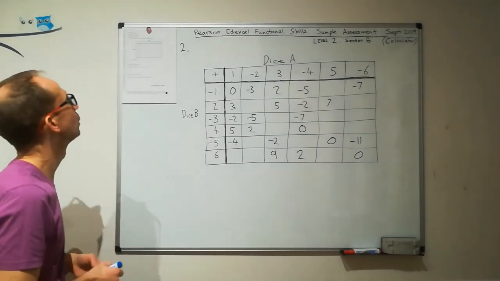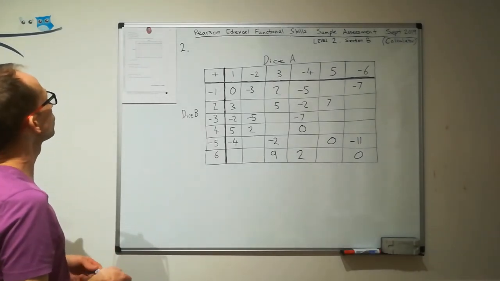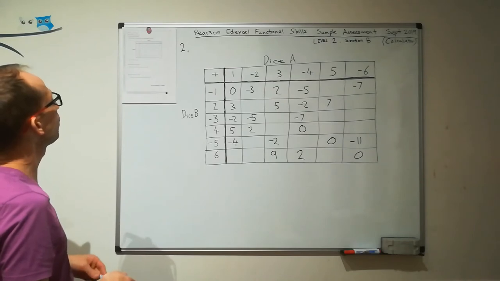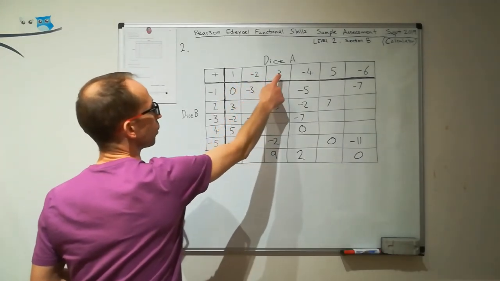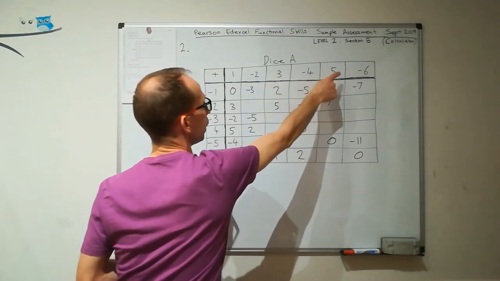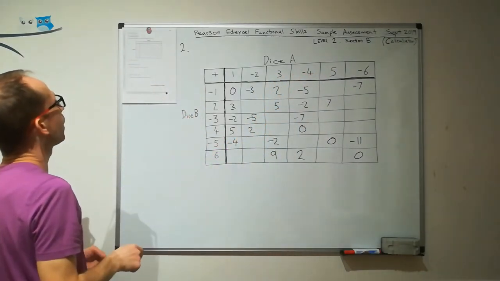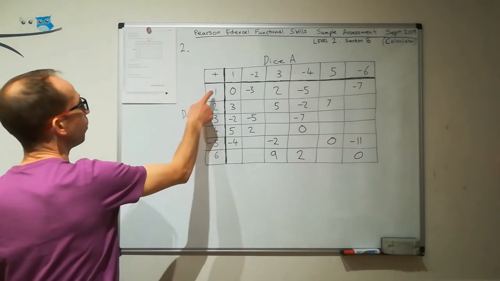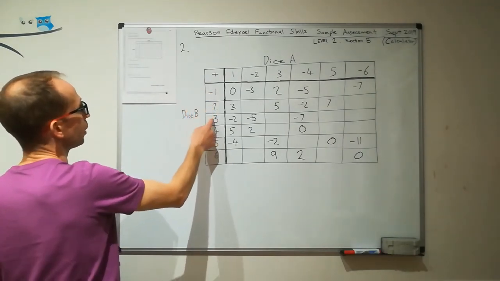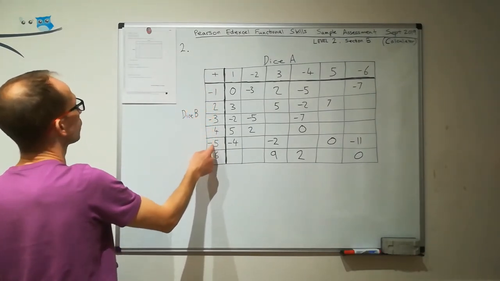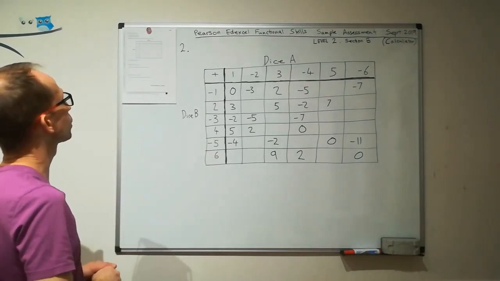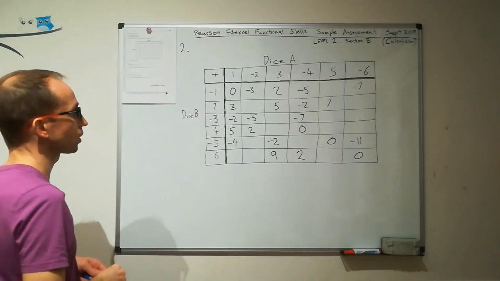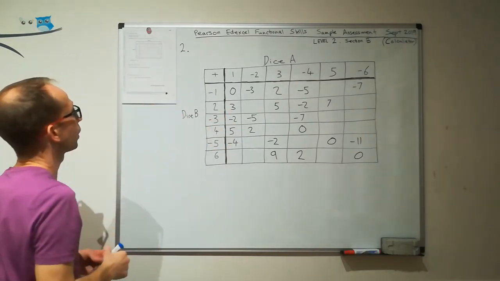And question 2. Dan throws 2 fair dice. The numbers on dice A are 1, minus 2, 3, minus 4, 5, and minus 6. The numbers on dice B are minus 1, 2, minus 3, 4, minus 5, and 6. The table shows some total scores from throwing the two dice. Okay, and this is a table that we've got up there.